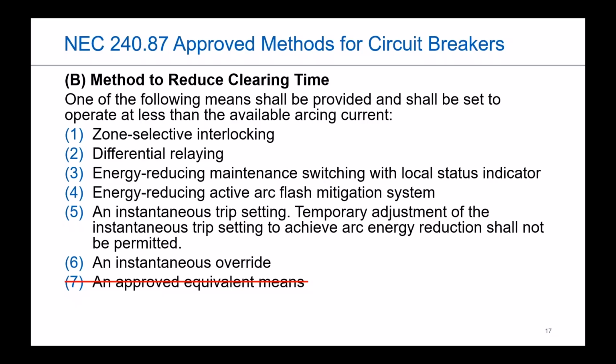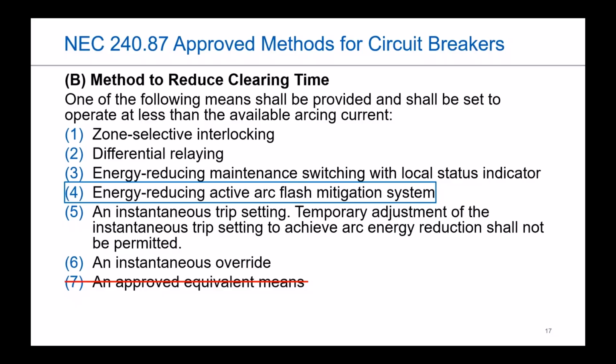So that's the one where you go up to the equipment, you say, hey, I'm putting you in maintenance mode, and you get a blue light on, and that's what helps out with that. Number 4 is the one that we're really going to spend our time on, because this is where a lot of the improvements and the focus has been made from a technology standpoint, and that's an active arc flash mitigation system. 5 is just your instantaneous trip setting.